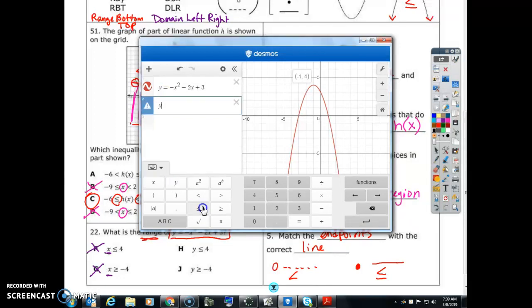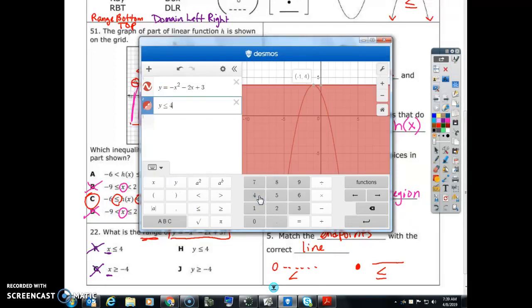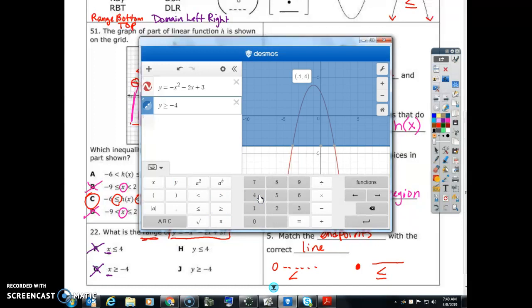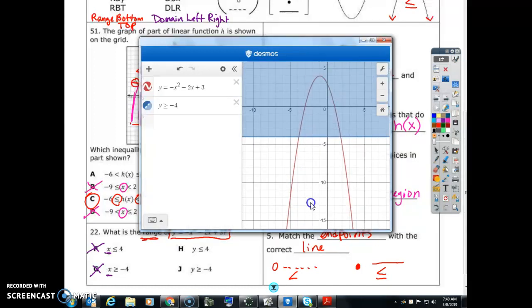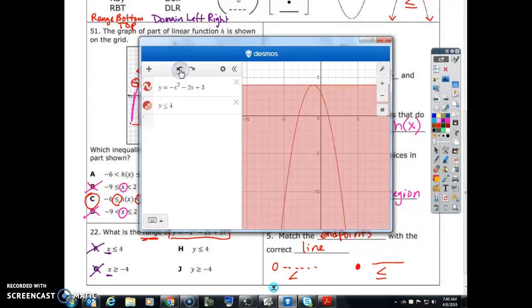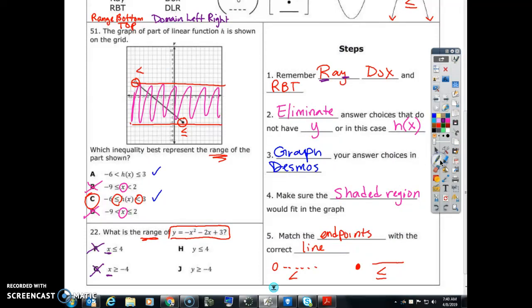y is less than or equal to 4. Does that cover my whole graph? Yes. If I try the other one, the one that says y is greater than or equal to negative 4, okay, it's missing a whole bunch of stuff over here. It needs to cover it all. So the answer is that one, which is H. Okay, that's how I want you to do those type of problems on the STAAR.